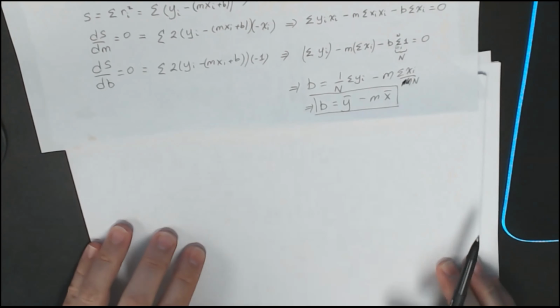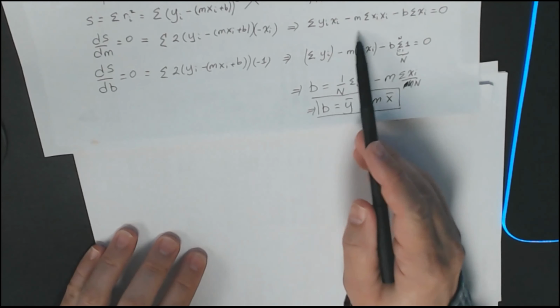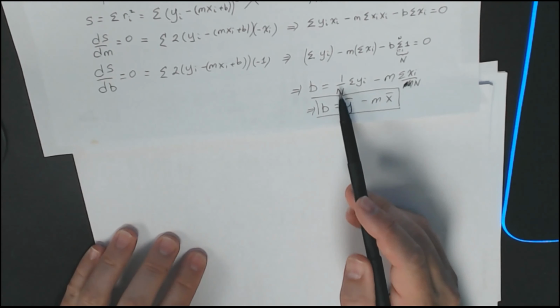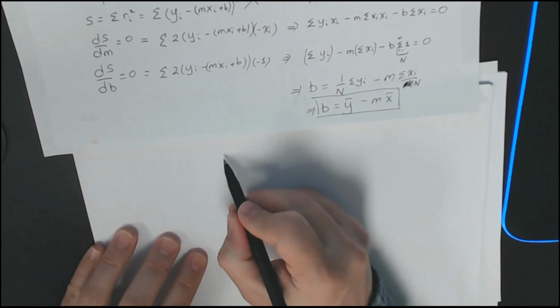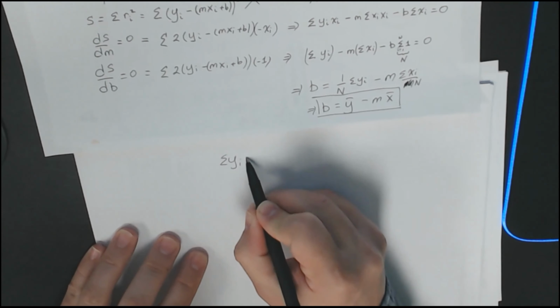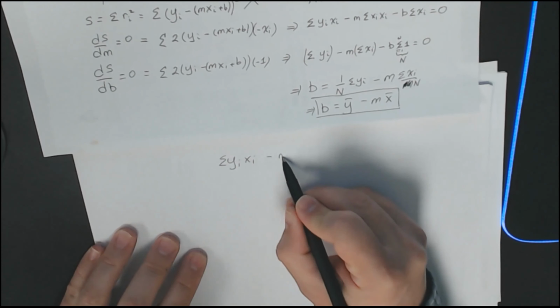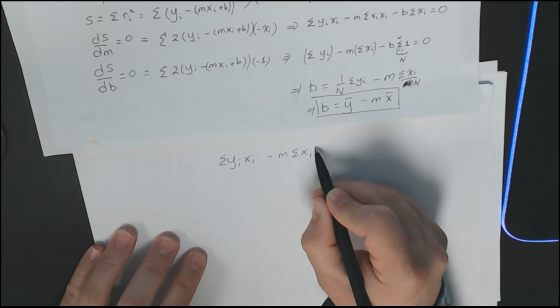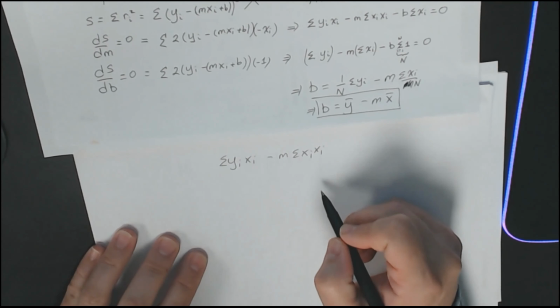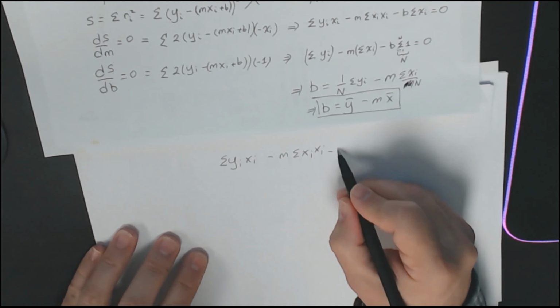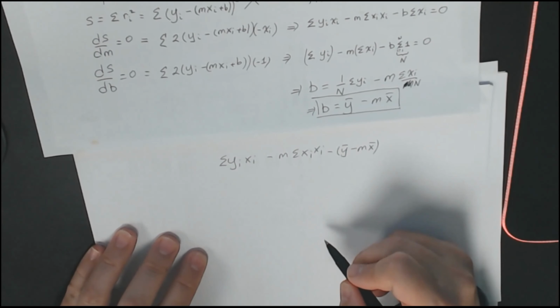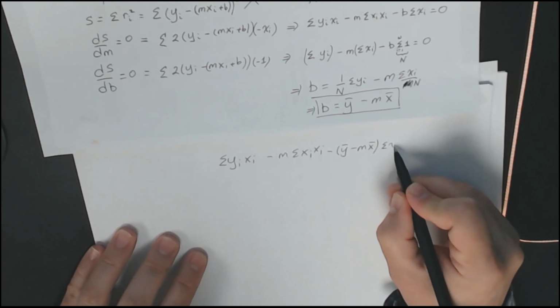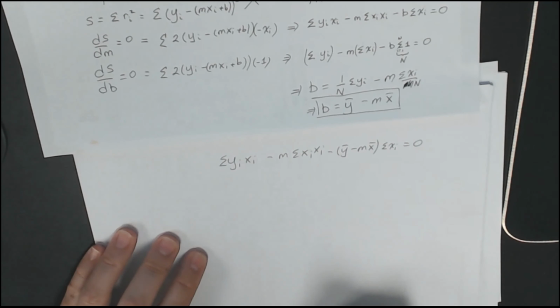All that is solving that top equation. Solving it now is doing a substitution. Substitute this inside here. So what you're going to get is the sum of yi xi minus m sum of xi xi. The b would just be equal to minus y bar minus m x bar. And then we're going to have a sum of xi is equal to 0. Okay, you can take this and you can solve it for the m's.